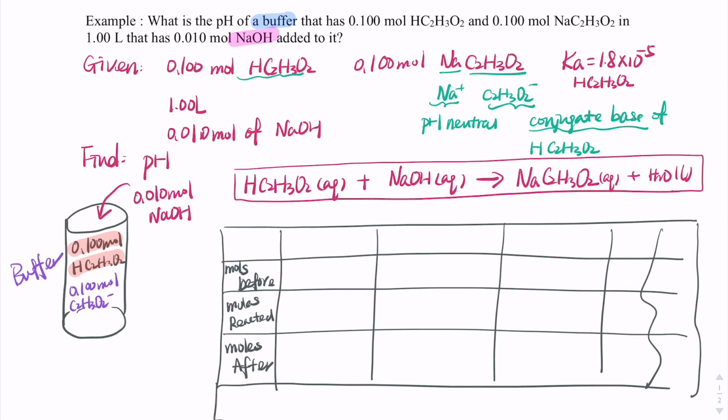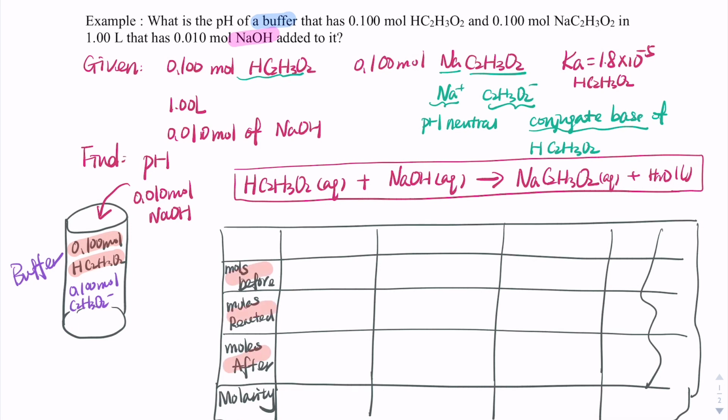I'm going to have another row, which will be the new molarity. The reason for that is that when we calculate the pH, we need molarity, we need concentration. The information over here is based off moles.